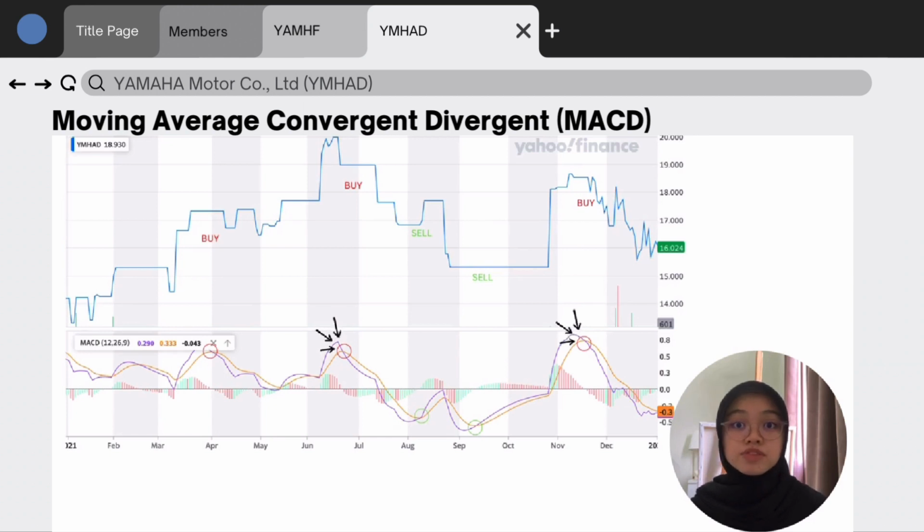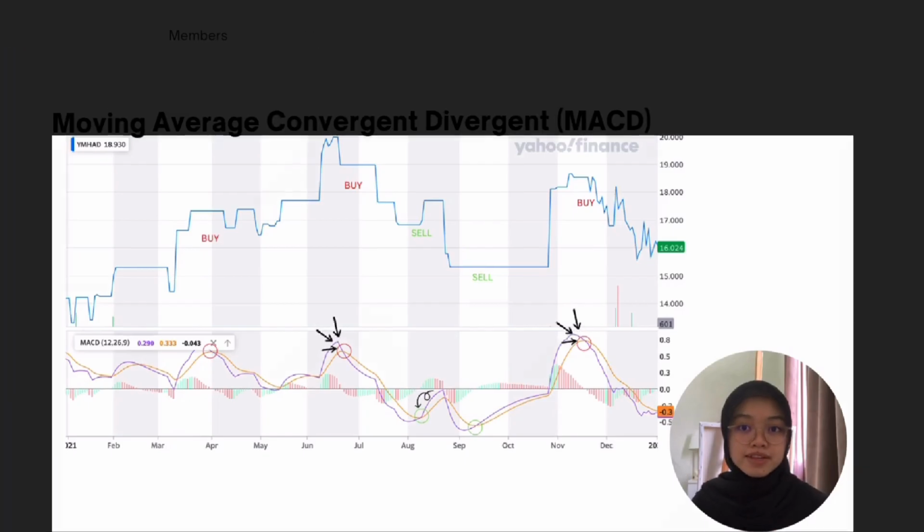It continues as a selling signal for the next few months until the middle of November, where it shows an overbought chart, which occurs when the MACD line and signal line are too high from the zero line level.